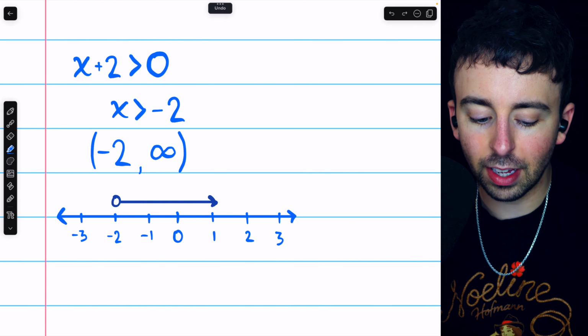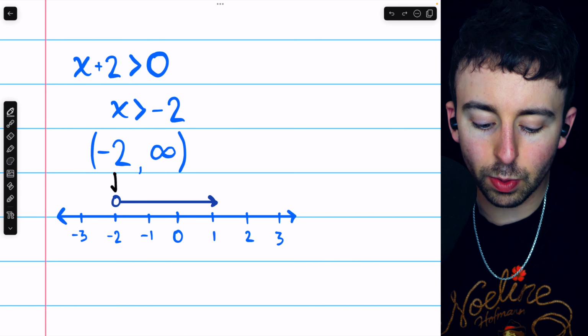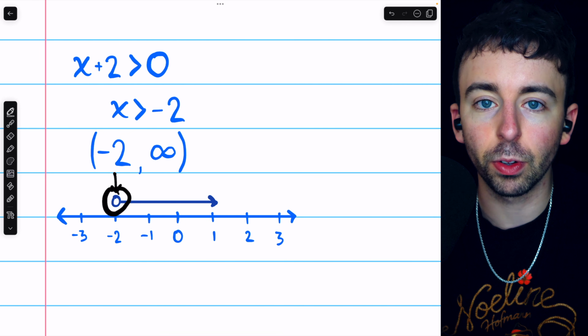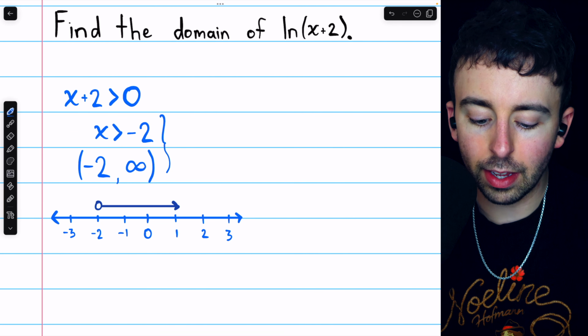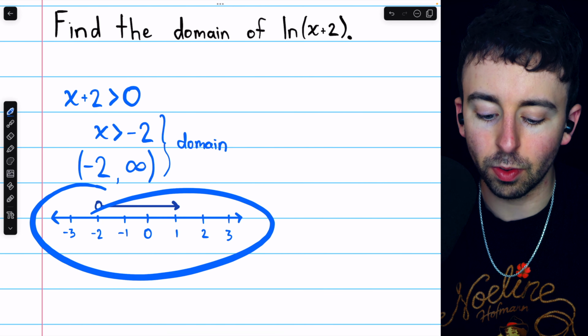This arrow here says everything greater than negative 2 is in the domain, but negative 2 itself is not in the domain, which we see because there is an open circle there. If negative 2 was in the domain, that would be shaded in. So these are both good ways to describe the domain, and if you're looking for a graphical way to do it, you can use that number line.